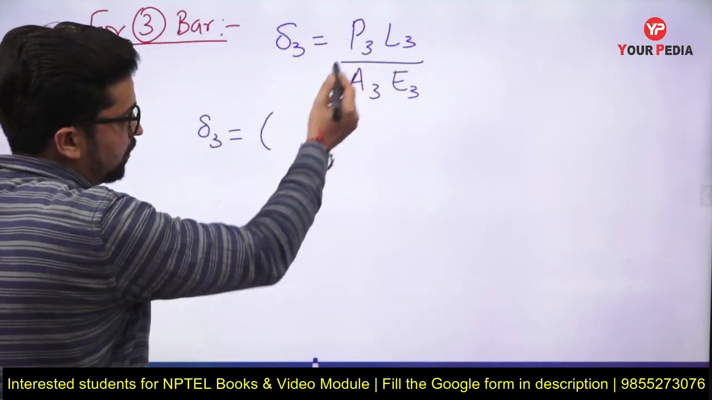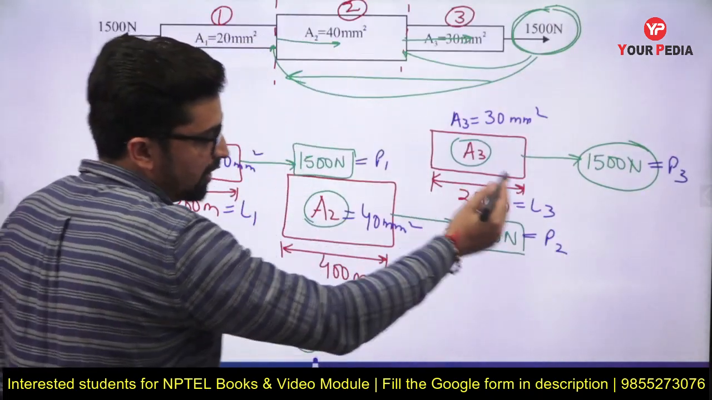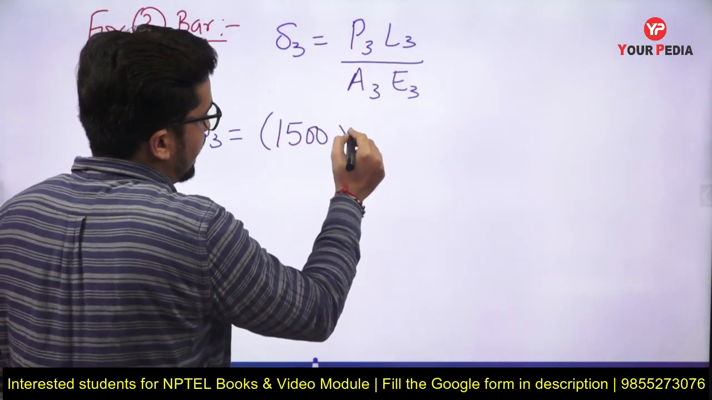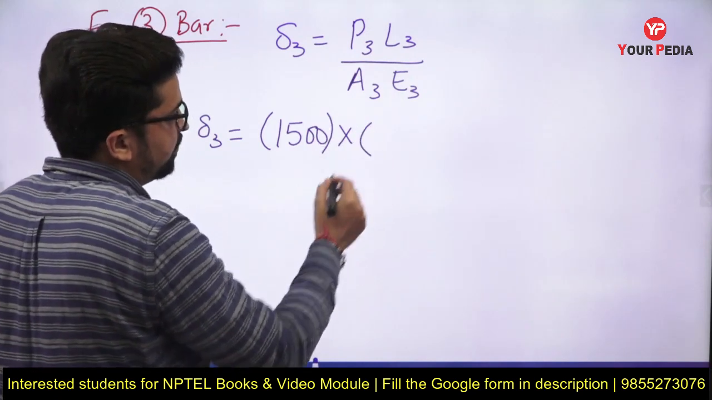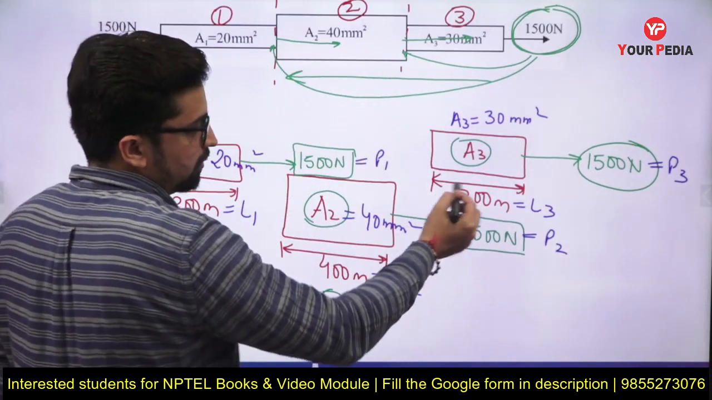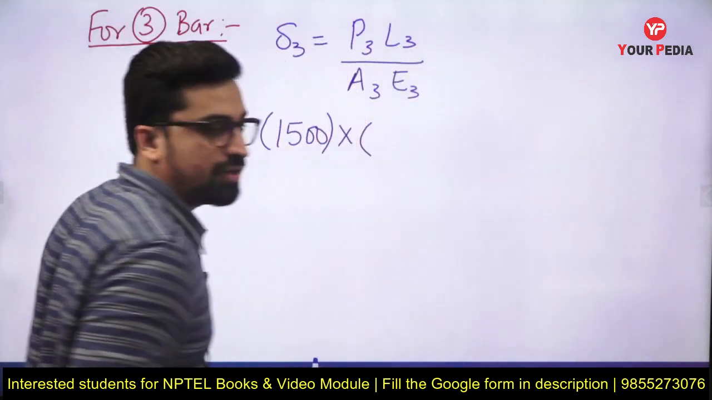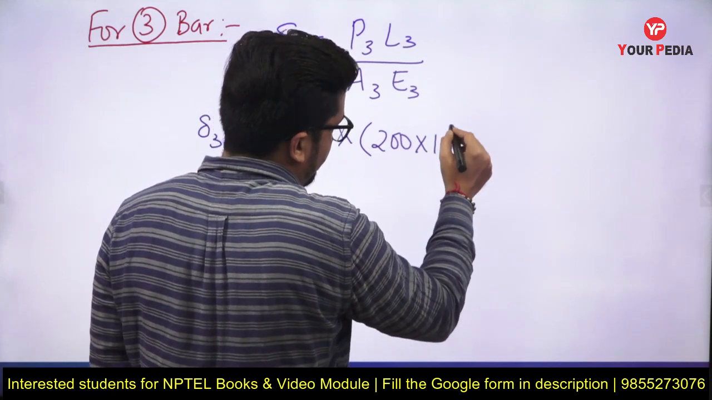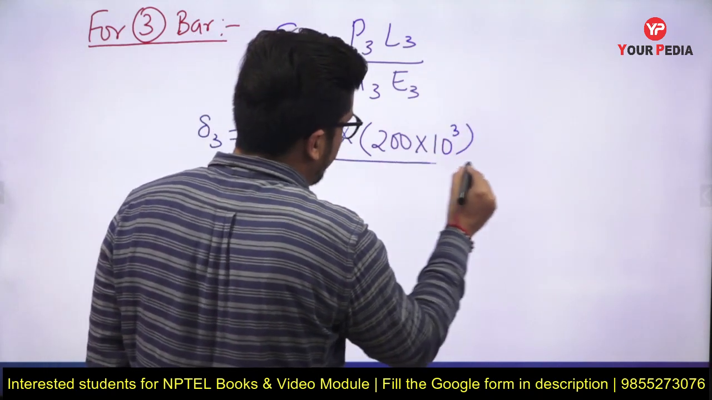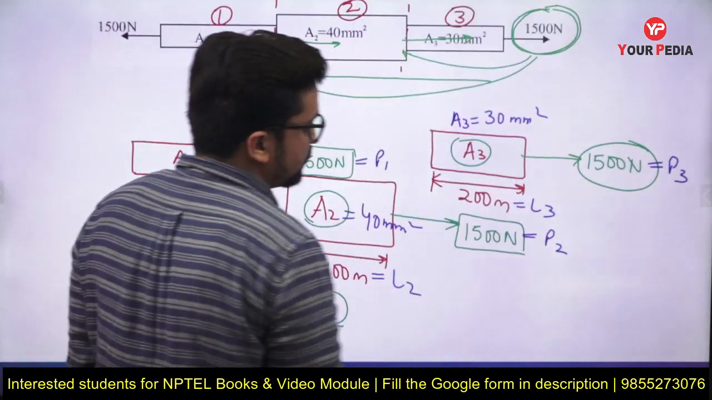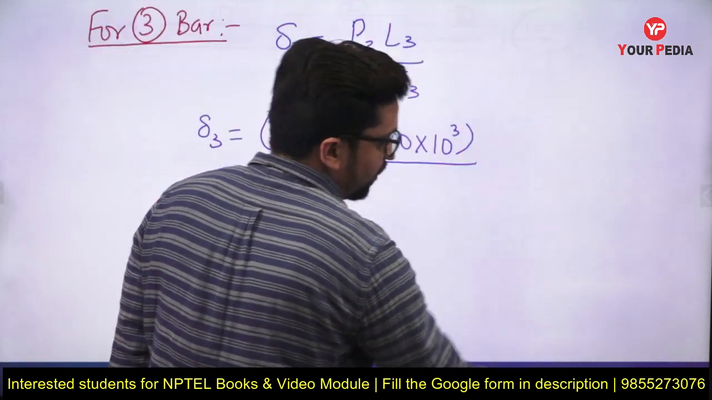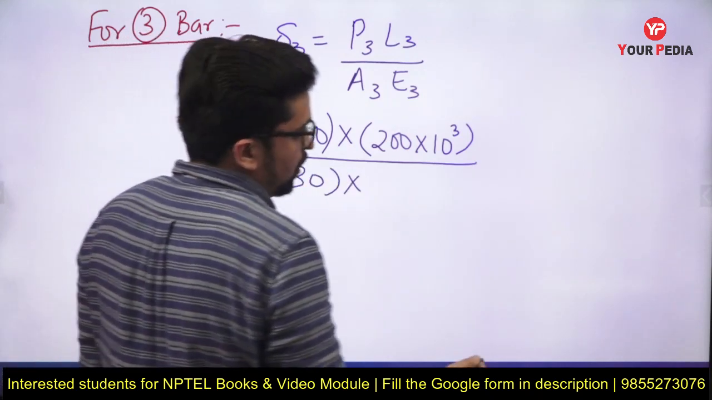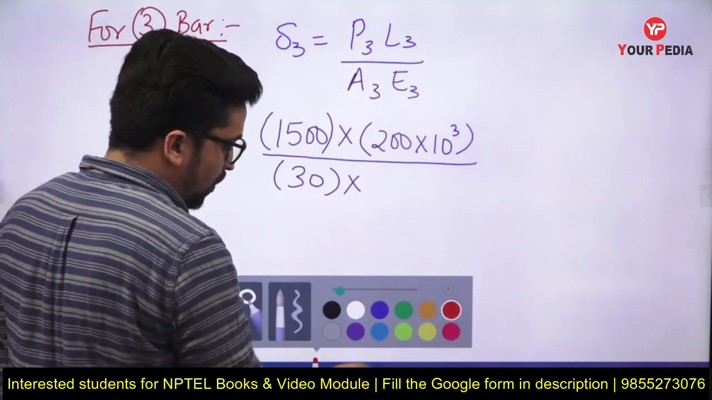So as we know that P3 is equal to 1500 Newton, so P3 will be equal to 1500, and L3, we have length of the third bar as 200 meters. So let us convert this into mm. Converting 200 meter into mm will be equal to multiplied by 10 raised to power 3 divided by A3. A3 is already given to us as 30 mm square, and now E is given to us as 200 GPa.